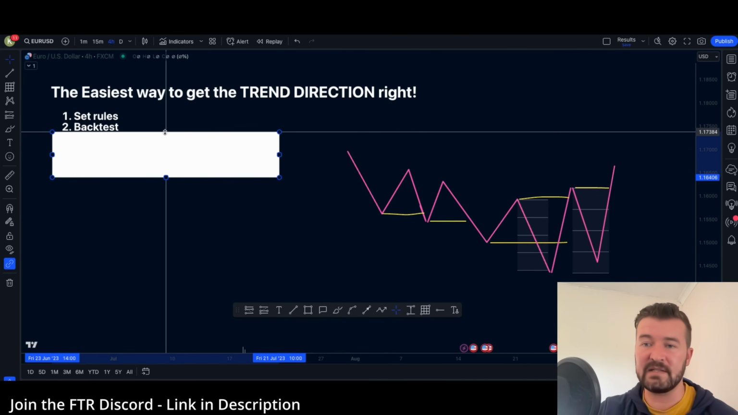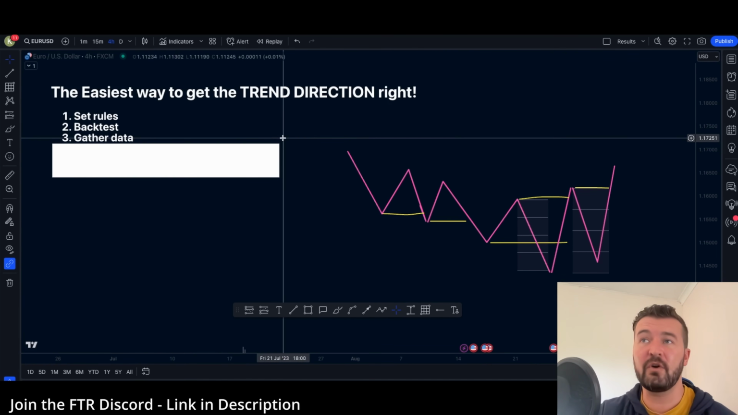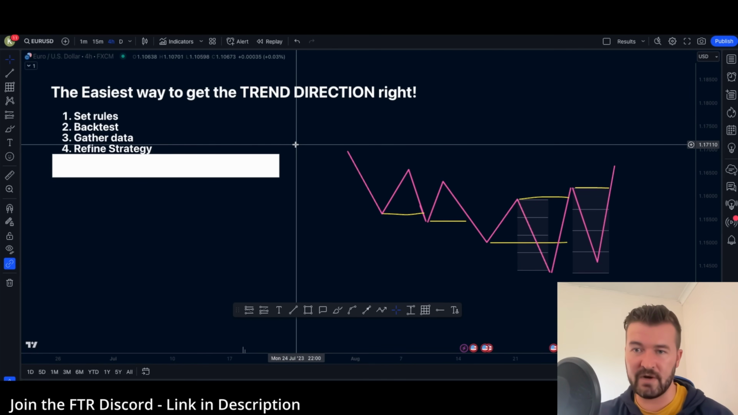So we're going to back test it on the charts, and then we're going to gather the data into a spreadsheet, okay? I'm putting it into Notion. I'm going to provide you with the spreadsheet for free. You can just download it and use it. And it should be really fast to get the information which you need, all right? And then from there, what you're going to do after gathering the data is you're going to refine your strategy. Now, that's what I've done after gathering the data.